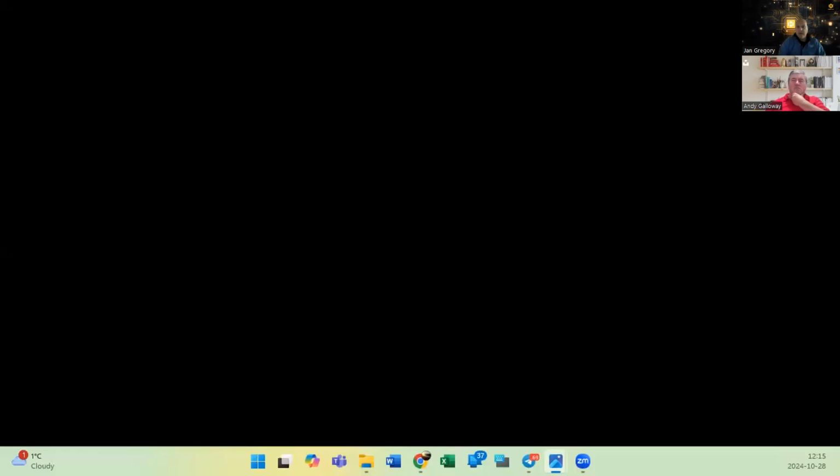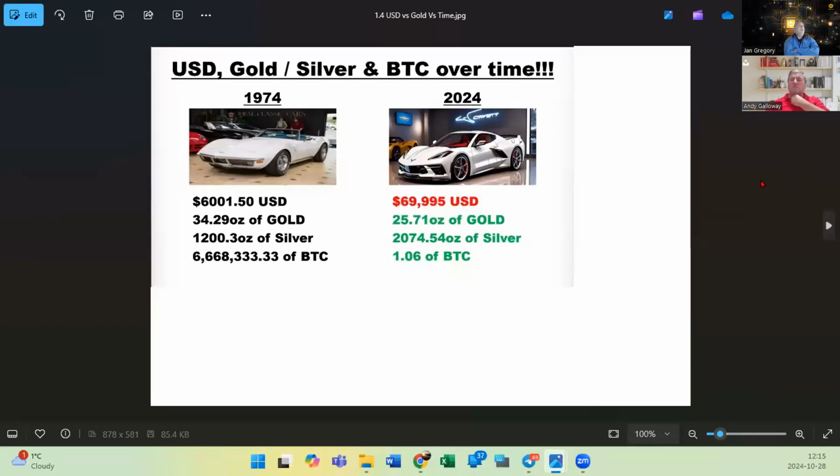I want to move this picture here. I want to talk about comparing the price of gold, silver, and the dollar, and how the dollar has gone down over time. This is a clear example of this. This is a Corvette Stingray, and in 1974, it cost $6,000 to buy. Was that an expensive car at that time? Yeah, it was. Today, it costs $69,000. Why is there such a disparate difference in price? It's because the purchasing power is going down.